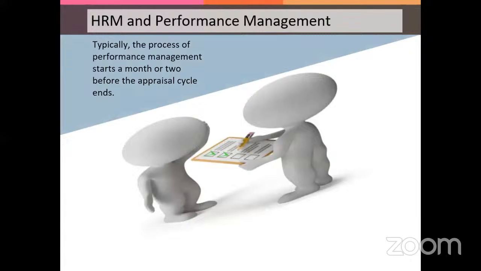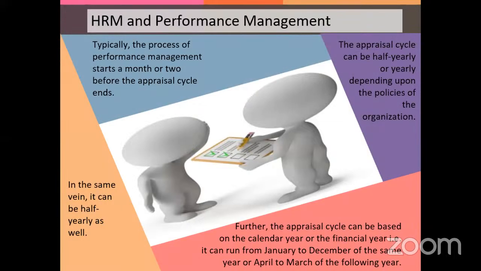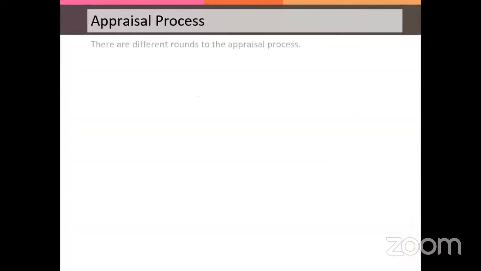Typically, the process of performance management starts a month or two before the appraisal cycle ends. The appraisal cycle can be half-yearly or yearly, depending upon the policies of the organization. Further, the appraisal cycle can be based on the calendar year or the financial year. That is, it can run from January to December of the same year or April to March of the following year. In the same vein, it can be half-yearly as well.